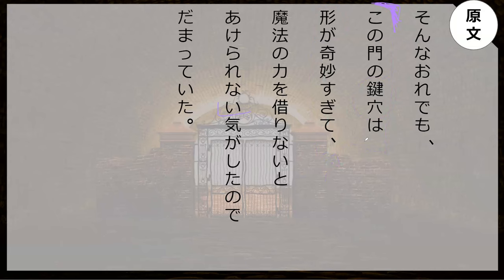What is the first clause telling us? It says that the keyhole of that door is way too strange. It's katachi ga kimyo sugite. And what does te tell us? It tells us that there's a connection with the following clause. So since that shape is so strange, mahou no chikara o karinai to akerarenai. Meaning without the use or the aid of magic, it would not be possible to open. Perfect. Yep. So since I felt that was true, I stayed quiet.